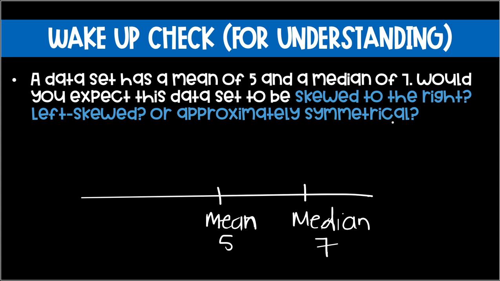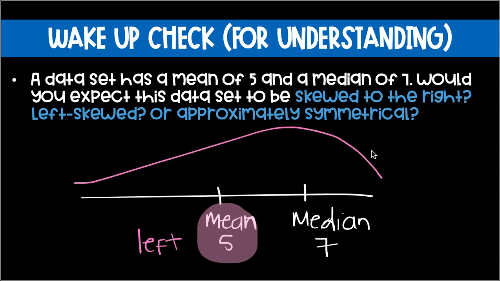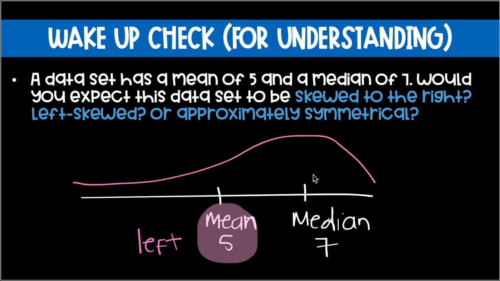Would you expect this data set to be skewed to the right, skewed to the left, or approximately symmetrical? Because our mean is to the left, then it would be left skewed. Our tail will be to the left. Sorry, let me try to make it more left skewed. There you go. Left skewed. This will be our answer.